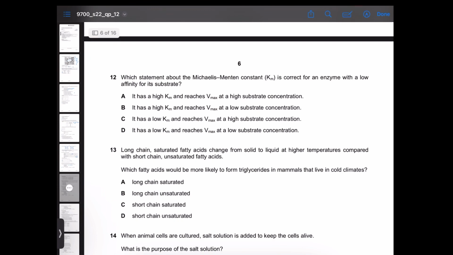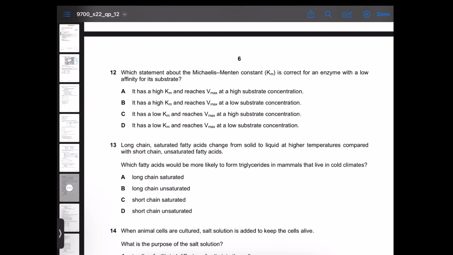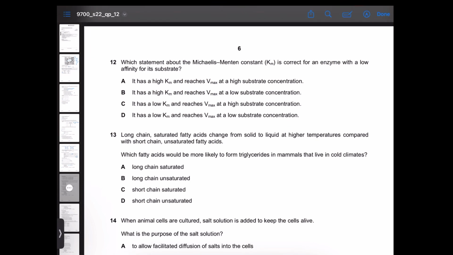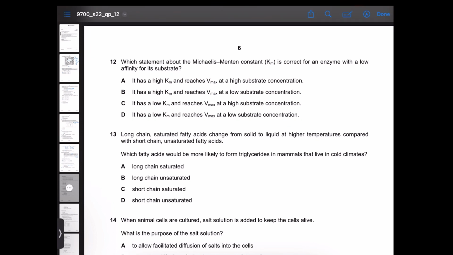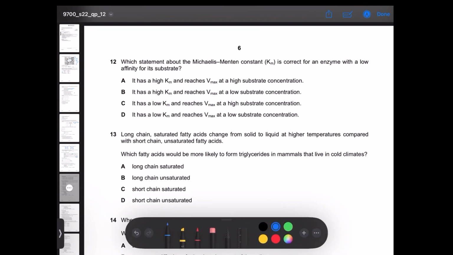Which statement about the Michaelis-Menten constant is correct for an enzyme with a low affinity for its substrate? So basically the Km is inversely proportional to the affinity. Okay, so here the enzyme has low affinity. Low affinity means that the substrate does not bind to the enzyme readily. So it has a low affinity, so the Km will be high, so it can either be A or B.